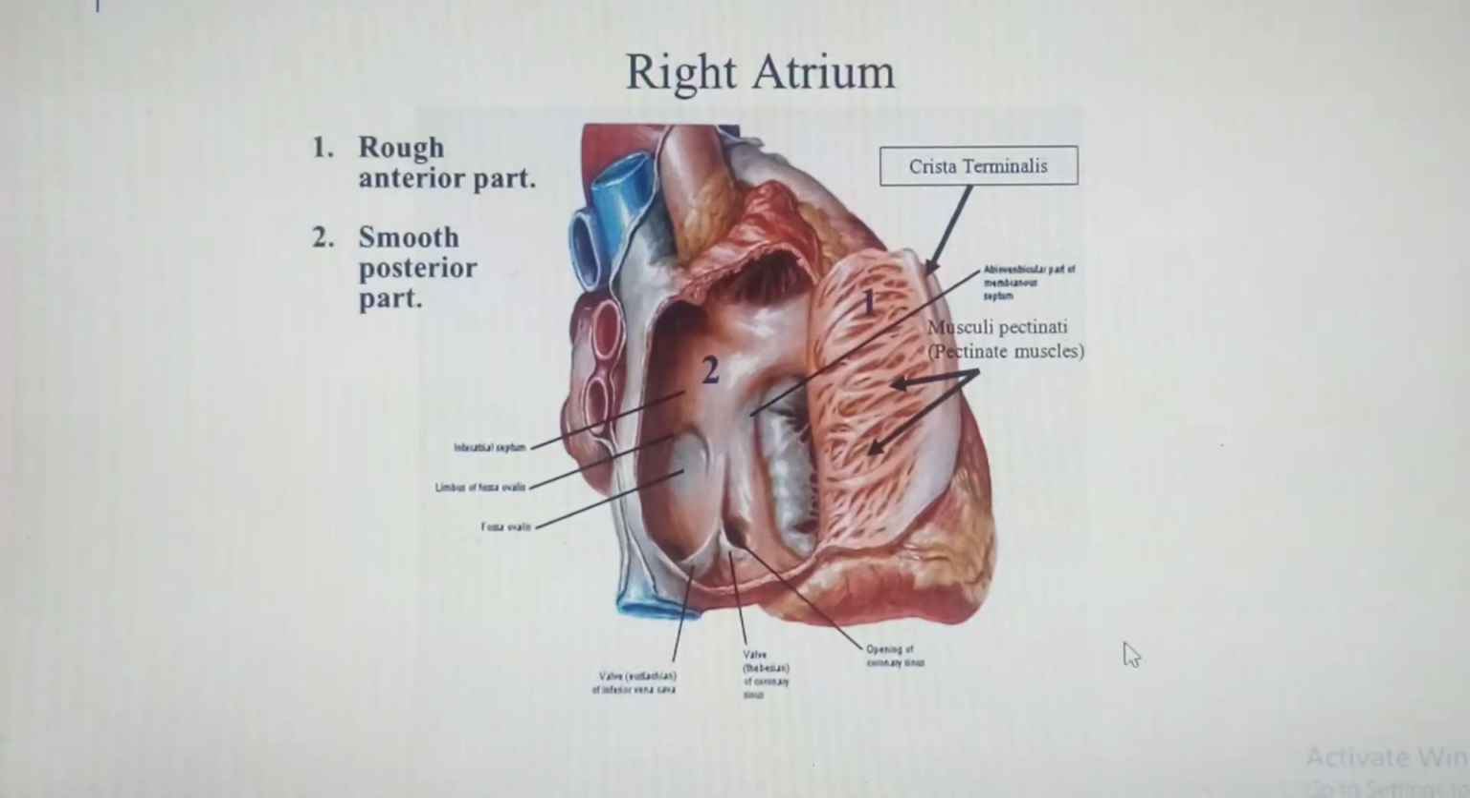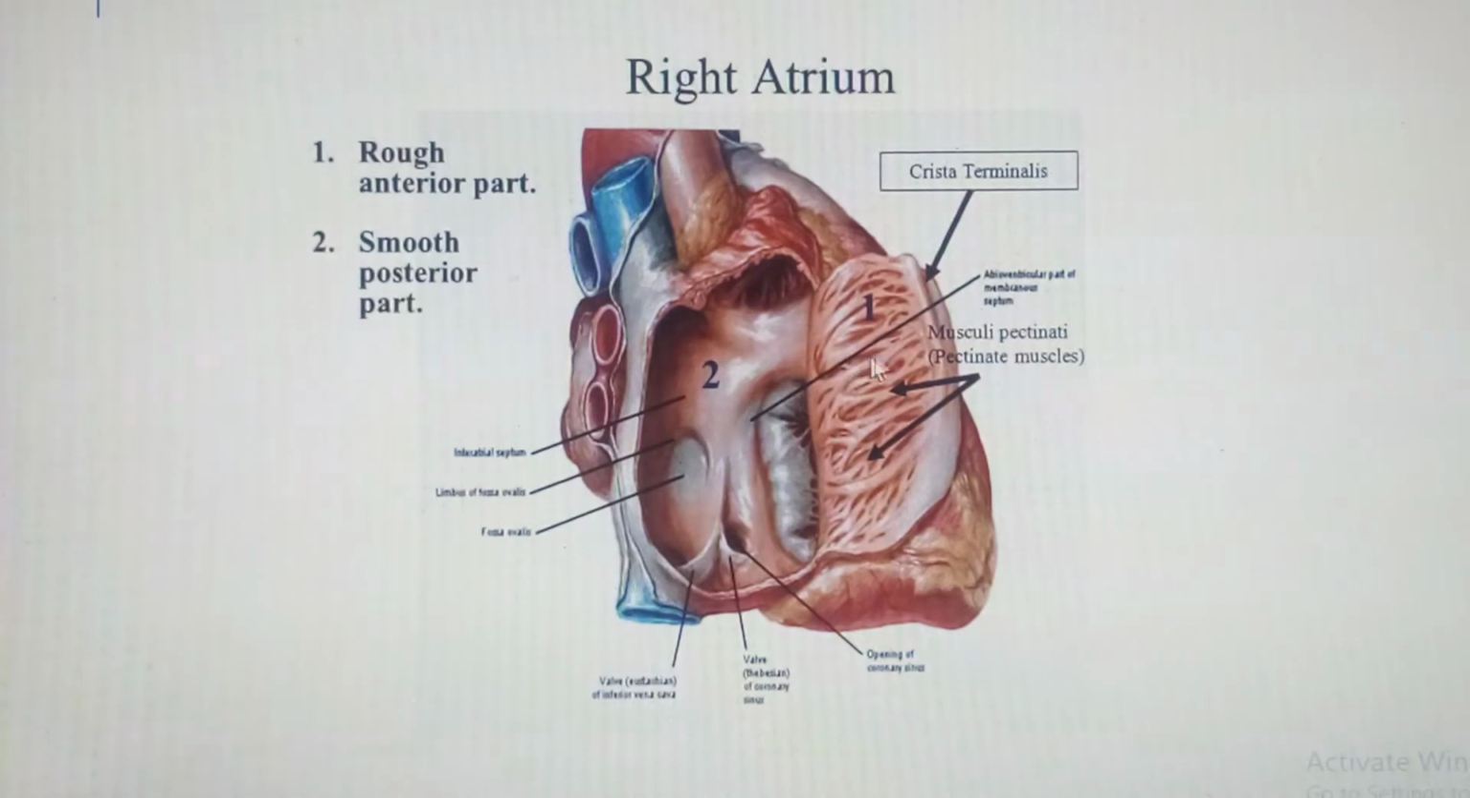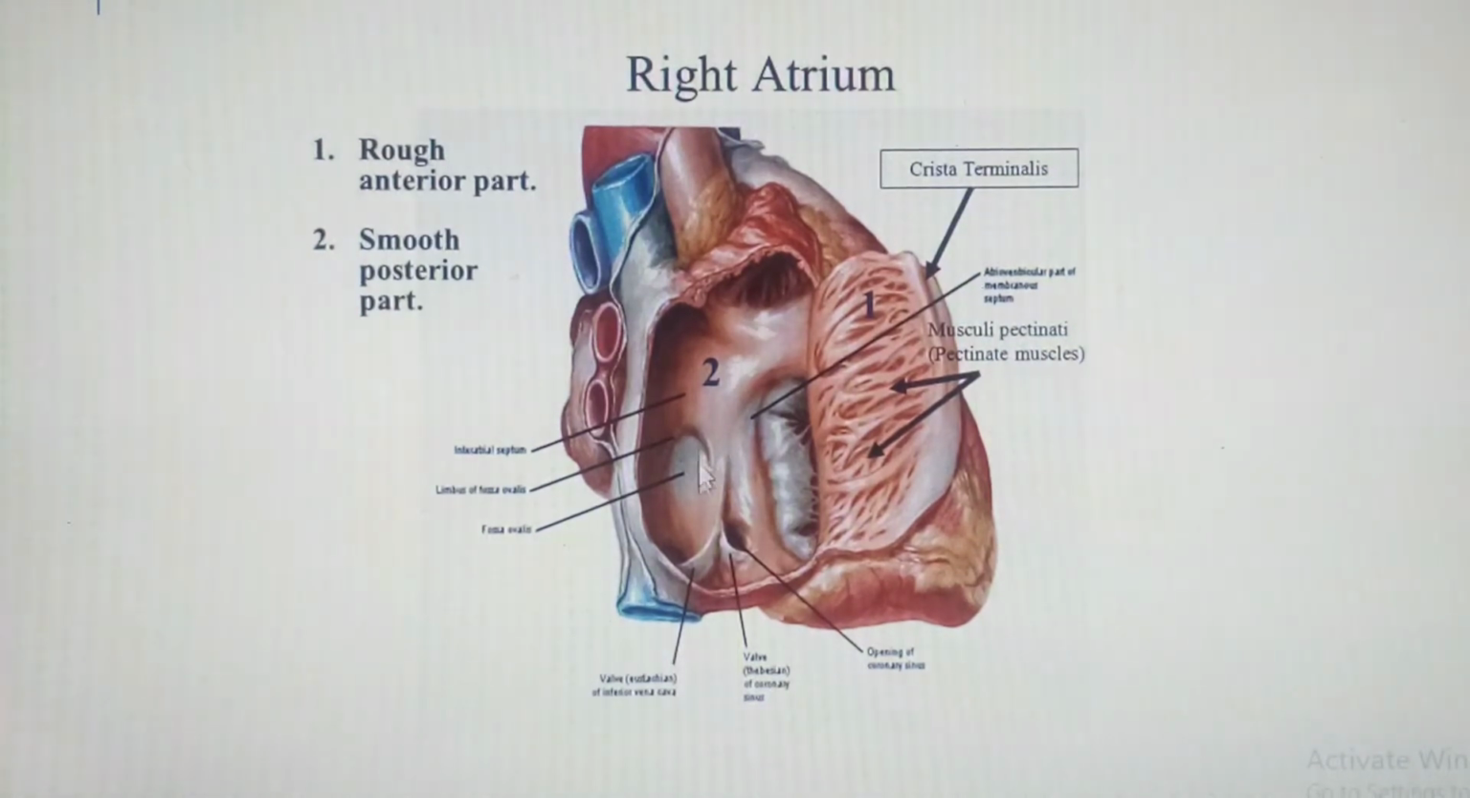Now, I'm interested in the internal view of the right atrium. If I take a scalpel blade and cut through the right atrium, then I'm going to have 2 parts. The right atrium is going to present with 2 parts, and these 2 parts are the posterior part, this area, and the anterior part, this area. You can see that the anterior part is a bit roughened, and the posterior part is smooth. The posterior part, which is smooth, is known as the sinus venarum.